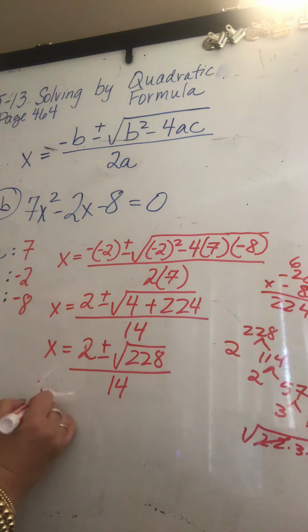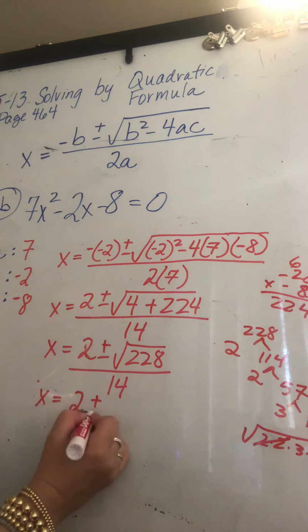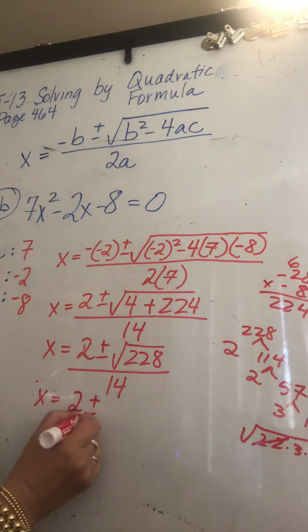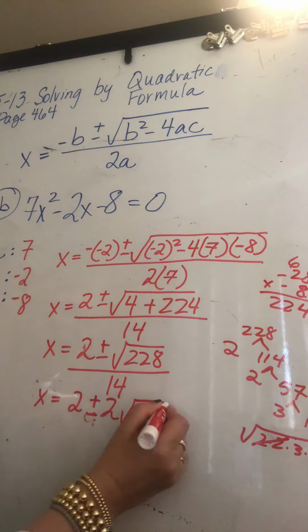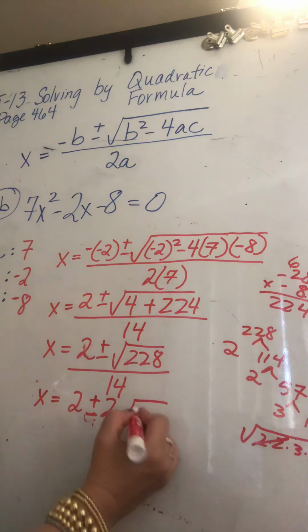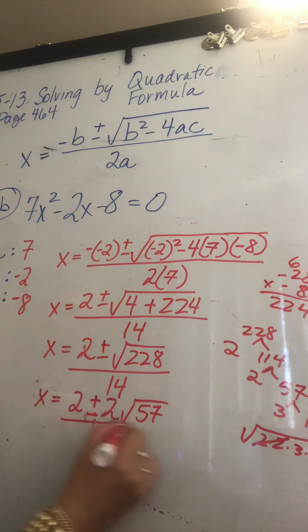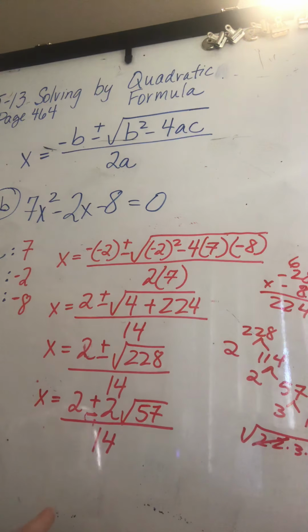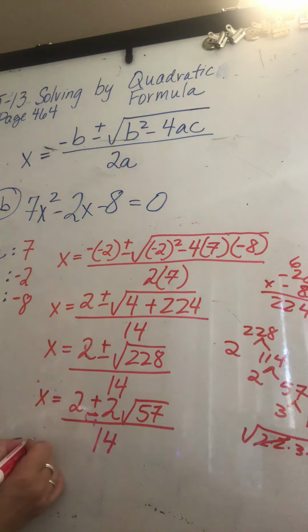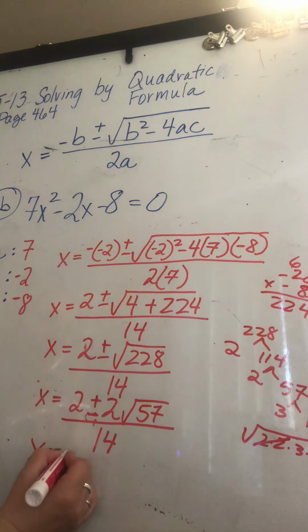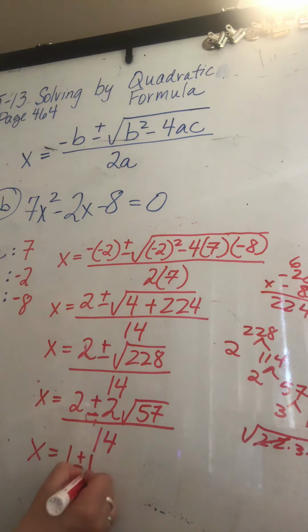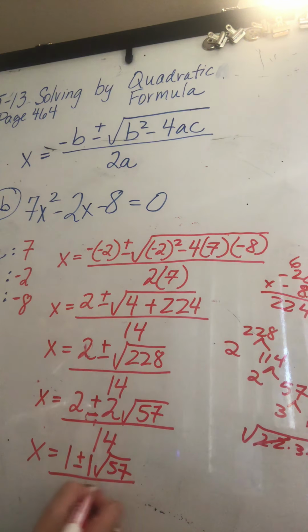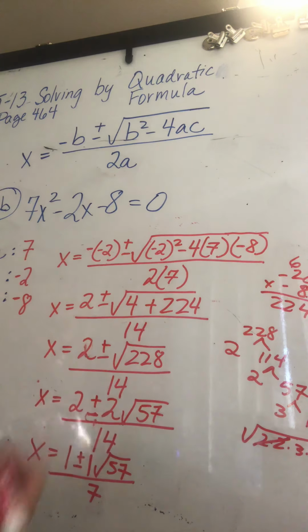So now I have x is equal to 2 plus or minus 2 radical 57 over 14. Now these are all even numbers except for the 57. There's nothing I can do with 57, so I'm going to leave it as is. So now I have x is equal to 1 plus or minus 1 radical 57 over 7. I divided these all by 2.